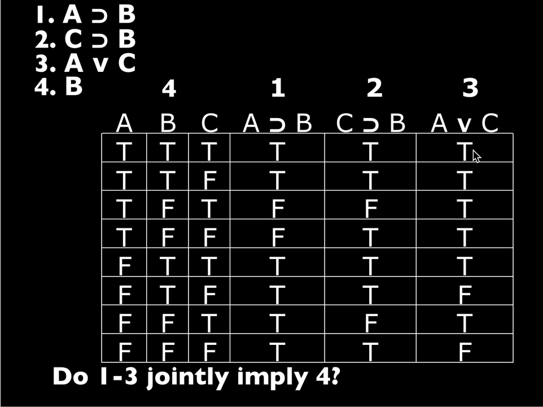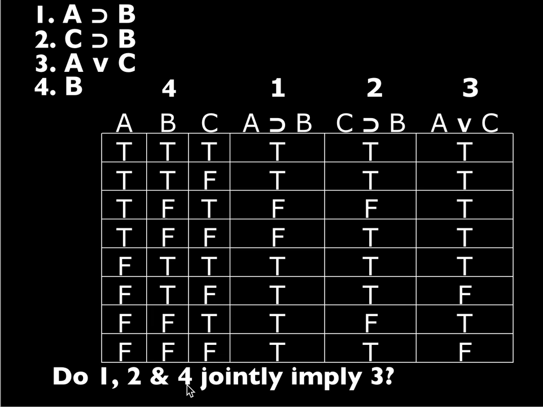Let's ask some implication questions. Joint implication. Do 1 through 3, so that's 1, 2, and 3, jointly imply 4? So we're going to look for a counterexample row where 1, 2, and 3 are all true, but 4 is false. I do not see a row like that. So if there's no counterexample row, the implication does hold, and there's no row where 1, 2, and 3 are all true, but 4 is false. There's no row like that.